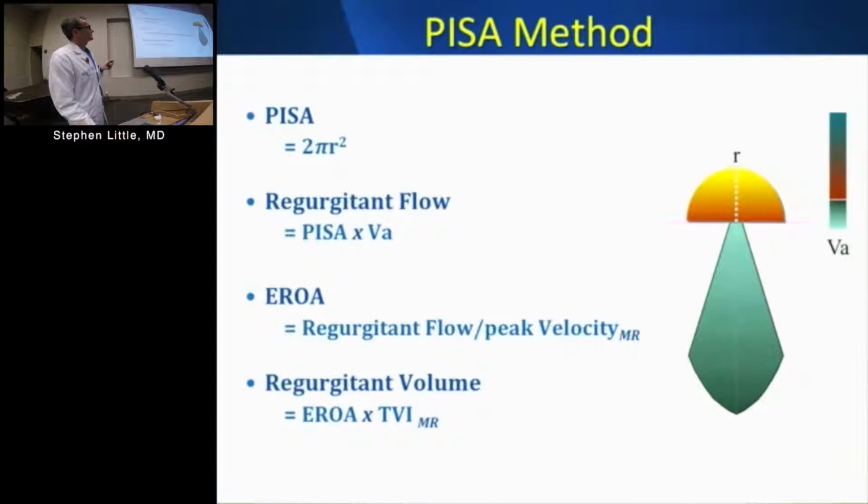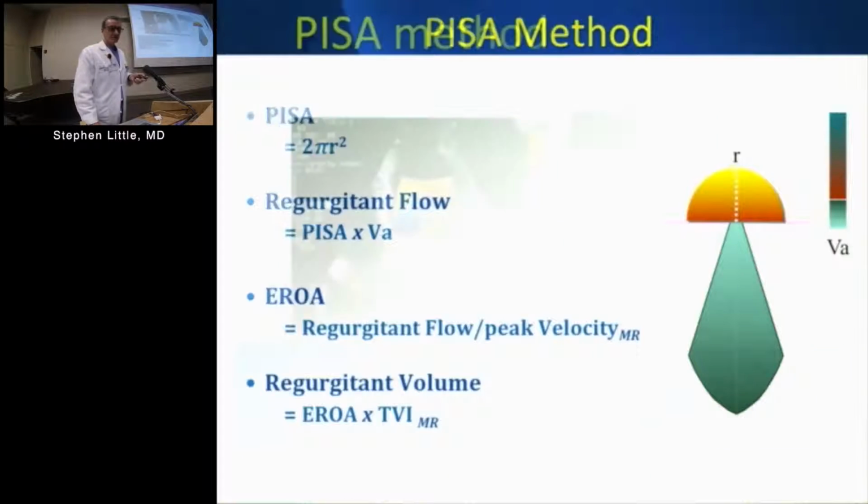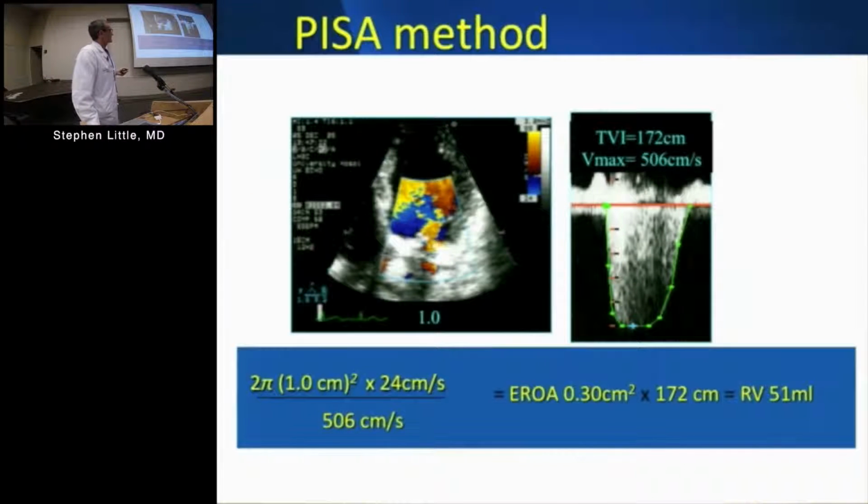The regurgitant flow is the surface area times the aliasing velocity. The size of the hole, the EROA, is just the regurgitant flow divided by the peak velocity down here. And the regurgitant volume is simply the hole area times distance, which is the TVI of the jet. So that's how we get to PISA. That's sort of a quick application.